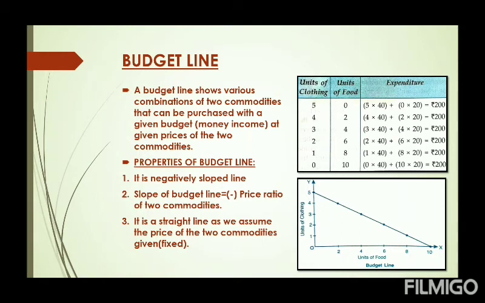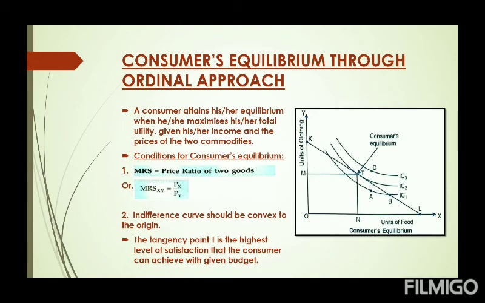Using these two major concepts, we are going to discuss the last but very important topic for this chapter, which is consumer's equilibrium through the ordinal utility approach. In the cardinal approach, we have discussed that the consumer will reach equilibrium when the price is equal to the marginal utility of the commodity, P equal to MUx. That is the condition of consumer's equilibrium.